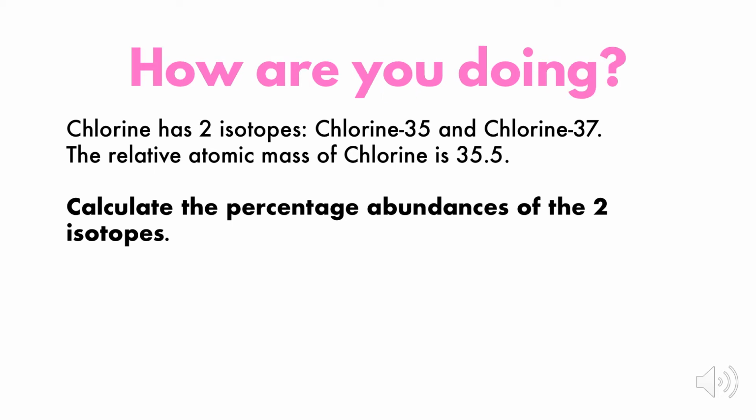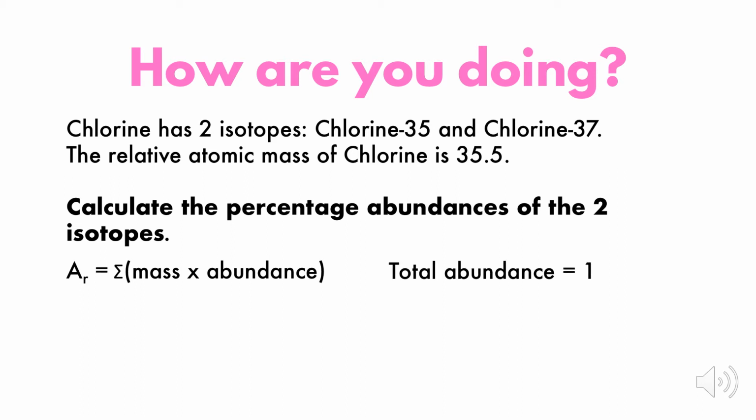How are we doing then? Have we managed to get an answer? Well, if you're struggling, start by working out your algebraic expression. Get that bit done first. Remember, you'll need to use this equation. The relative atomic mass is equal to the sum of the mass times the abundance. And remember the idea as well that the total abundance is equal to 1.